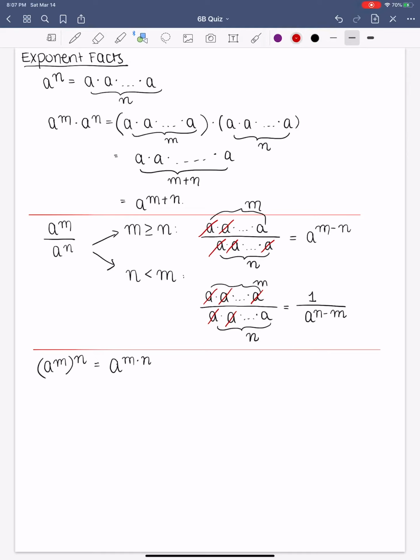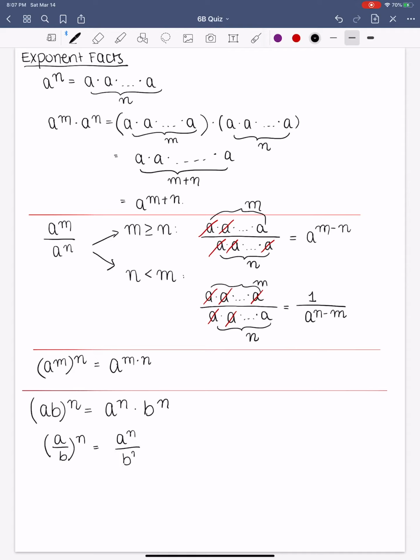And lastly, there are these two facts that might just be helpful for us to simplify things. So if I have the number a times b and I raise the whole thing to the n, I'll actually get a to the n times b to the n. And similarly, if I have a over b, all raised to the n, I get a to the n divided by b to the n.